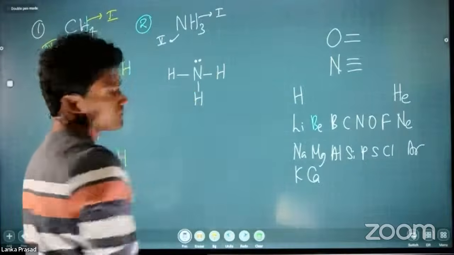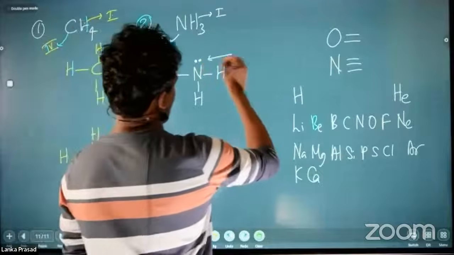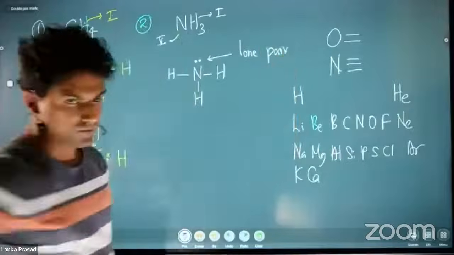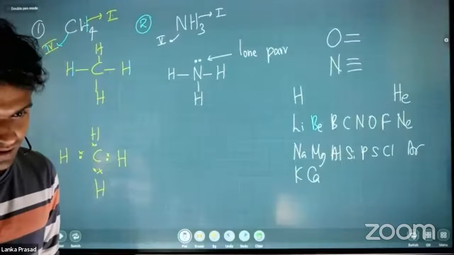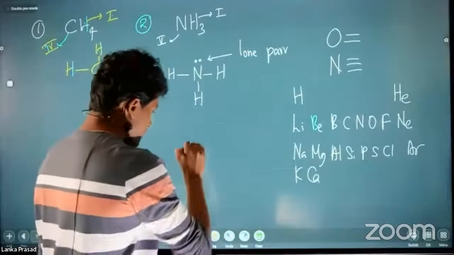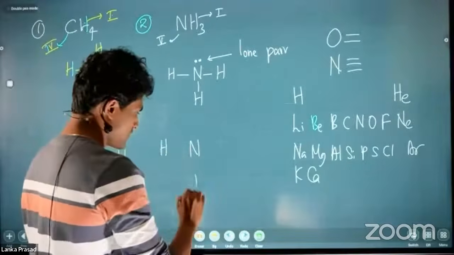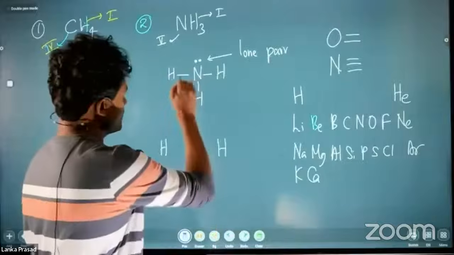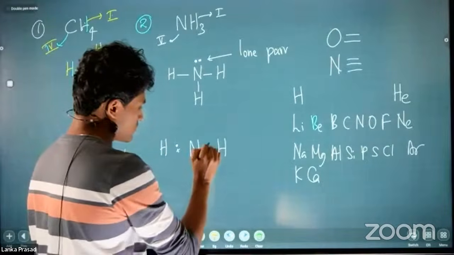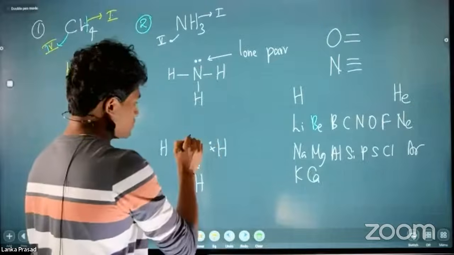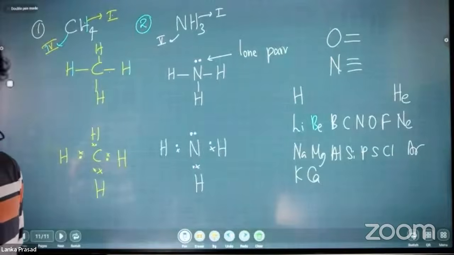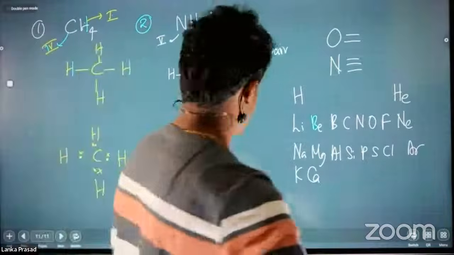Yes, you have to put another two dots. Those we call lone pairs. Lone pairs, yes. N, H, H, H: one line means dot cross, dot cross, dot cross, and just two dots mean the lone pair. I think now you are familiar with that.